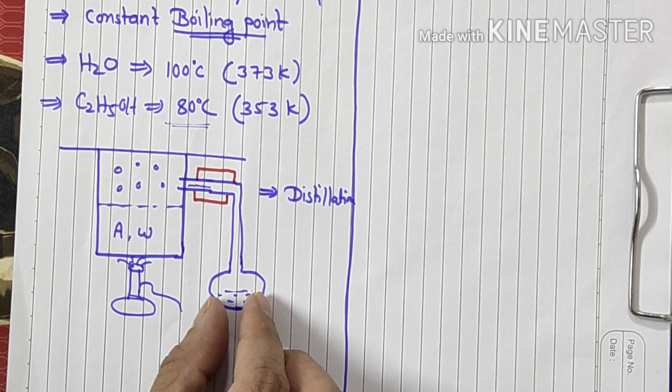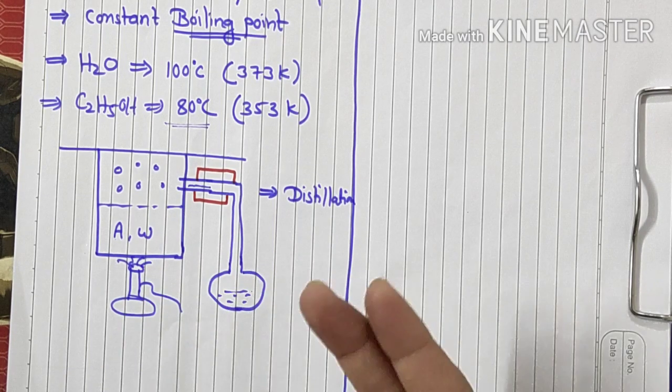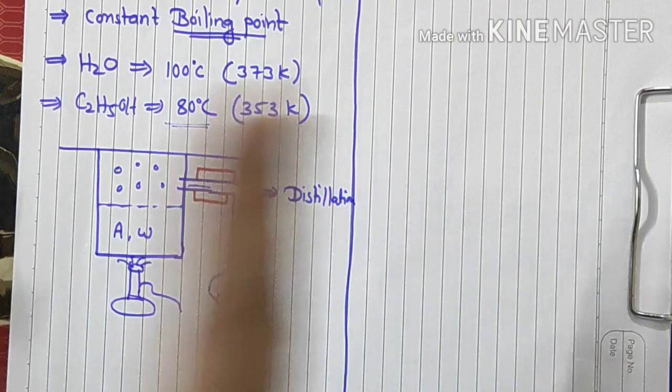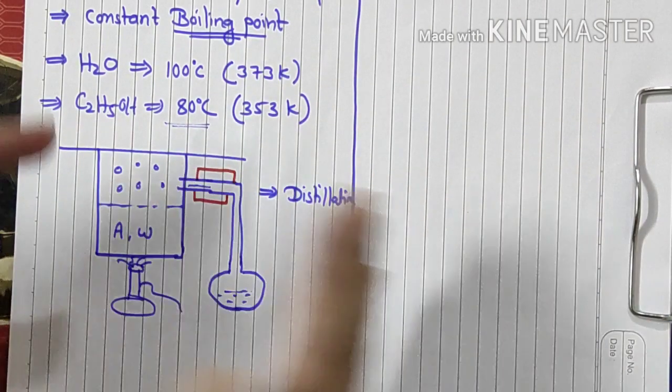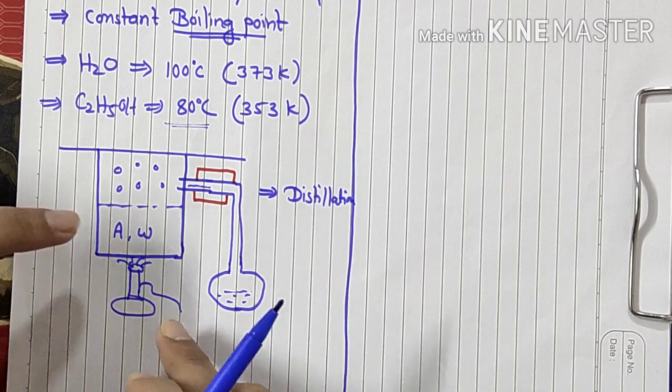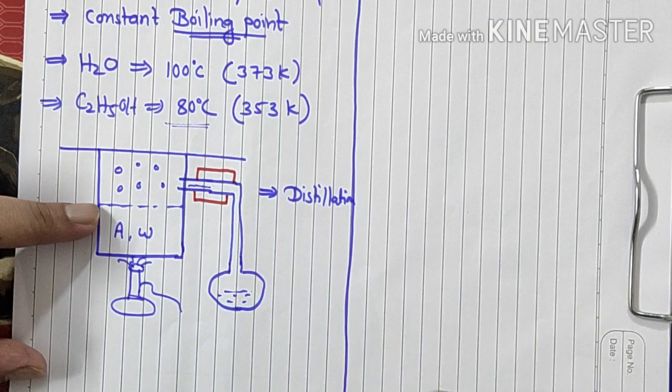Obviously, some amount of water will also be there. When I redistill it, by doing the process, ultimately I can separate alcohol and water, right? मैं इन दोनों को separate कर सकता हूँ. Okay. Now, student, suppose all the alcohol is removed.